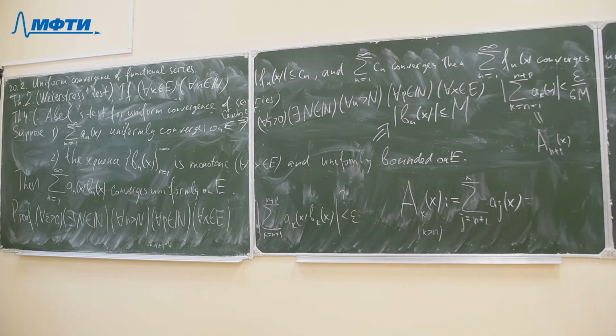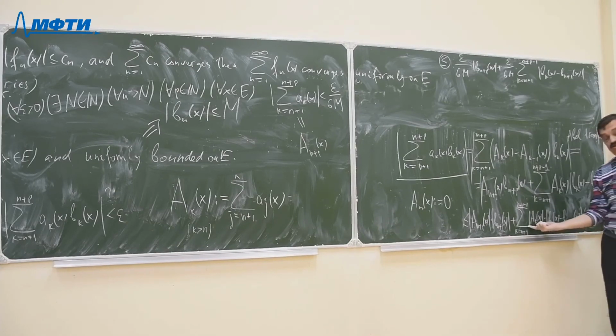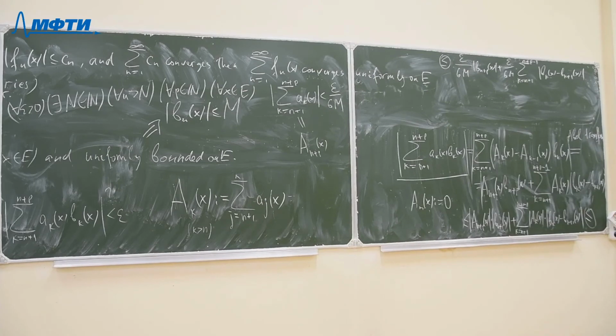Now go back. N plus p less than epsilon over 6M. Here also every term is bounded by epsilon over 6M. So I can estimate this sum like that. So every capital A is estimated by this. Right? So, like before, I estimate each of capital A, but not by a constant, but by a small number now, right?